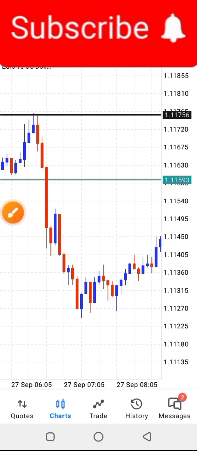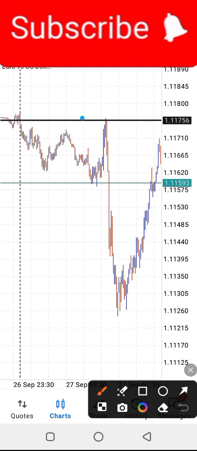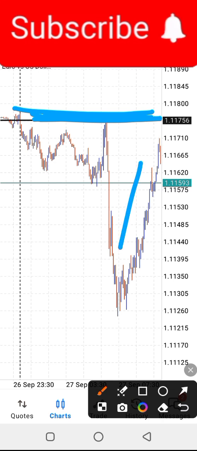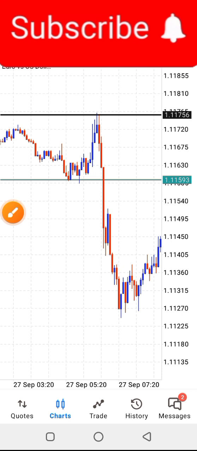Now I have an idea of the next draw on liquidity. When I look to the left, you can see this high here. This is a high that I believe liquidity is going to be resting above. So if price is trying to move in the opposite direction, this is a possible position price would want to clear. So I already know my destination, where price would want to go to.